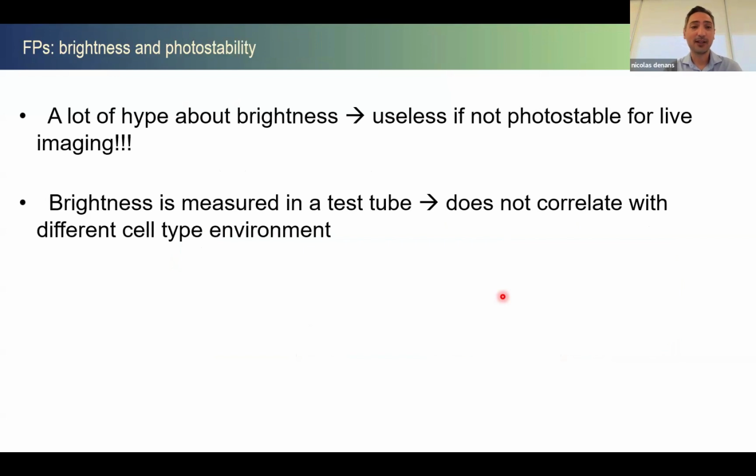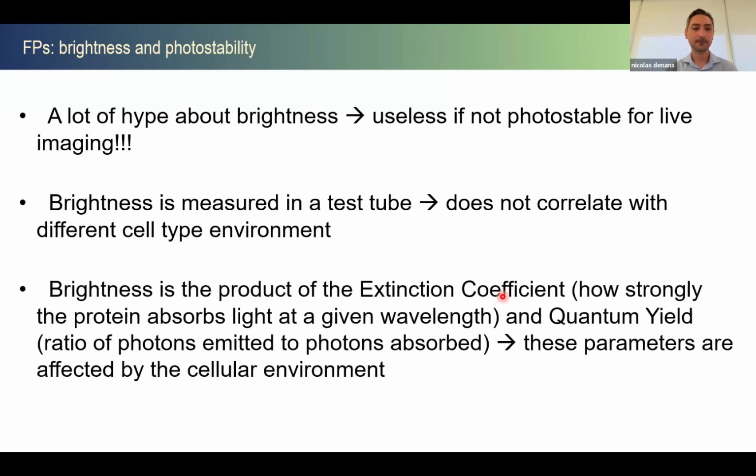So it does not correlate with the different cell type environments that you're going to target your fluorescent protein to. For instance, you can target your fluorescent protein to the mitochondria, which produce a lot of reactive oxygen species. That will photobleach your fluorescent protein, and that will affect your brightness. So depending on where you target your fluorescent protein, you will have a lot of difference in measuring brightness.